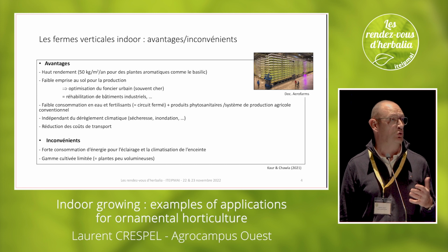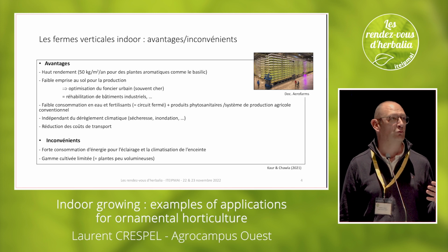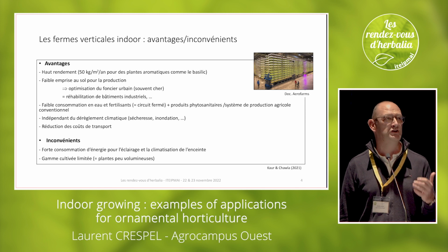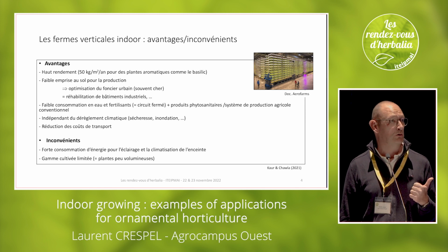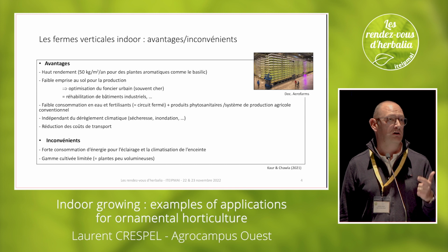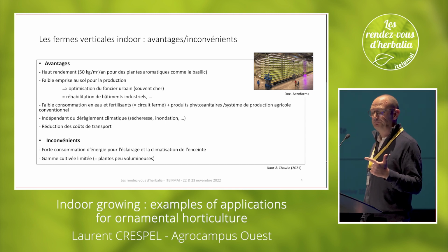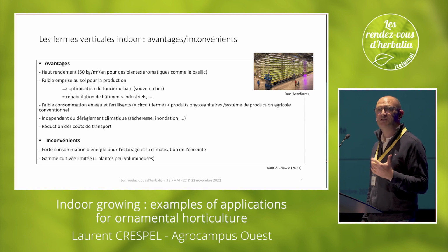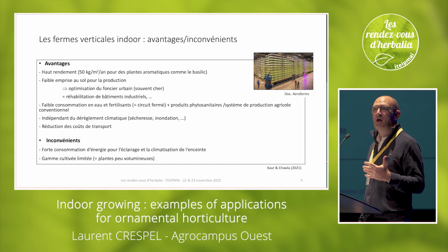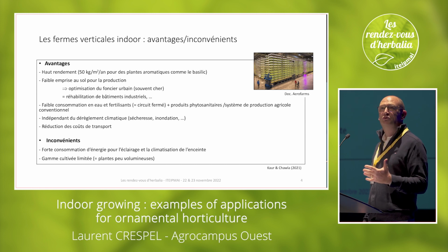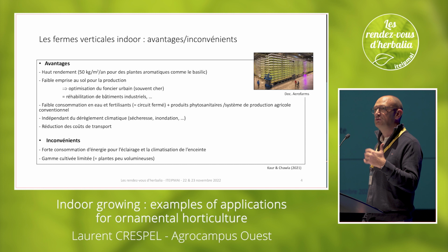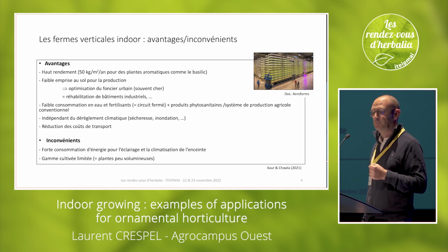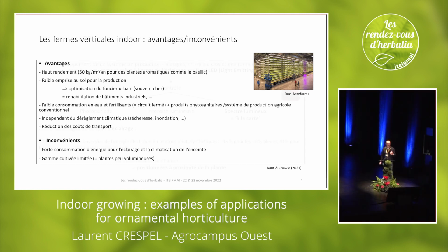But one of the main drawbacks is it consumes a lot of energy, and given the current context, it is a major issue. So energy consumption for the lighting and also for the air conditioning of the building. And second drawback is that the range of vegetables that you can grow is limited, only low-volume plants. So all the leaf vegetables that I told about.